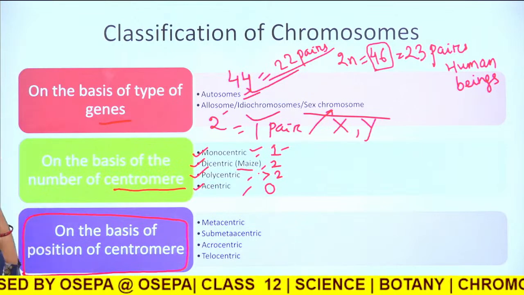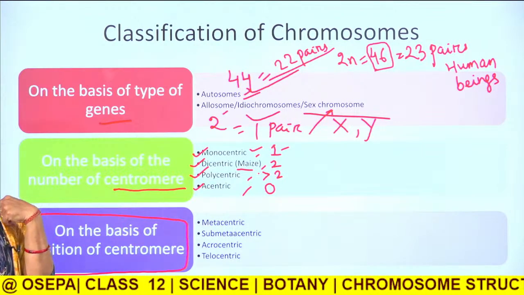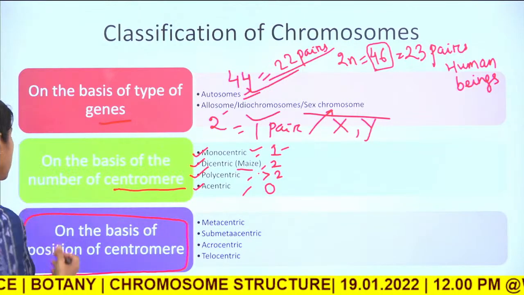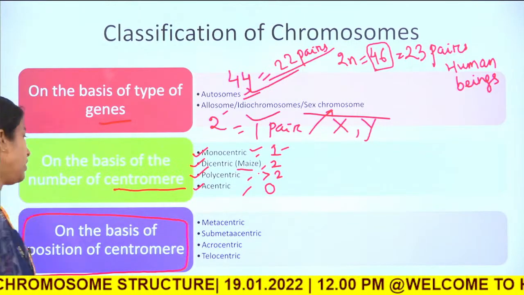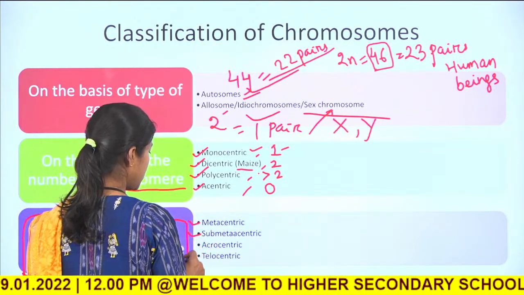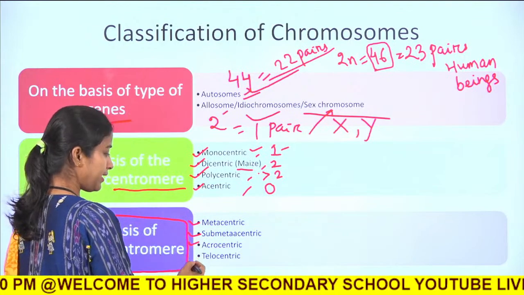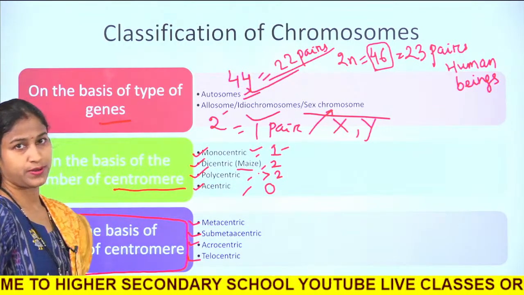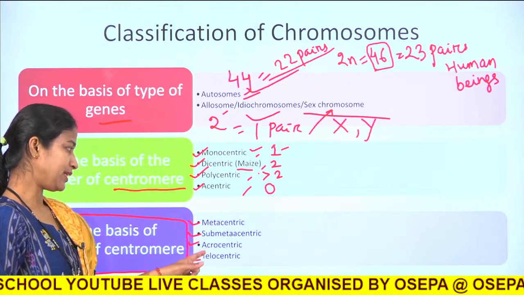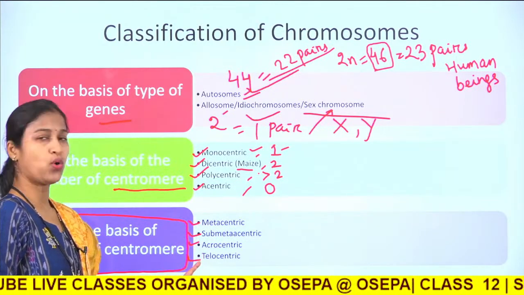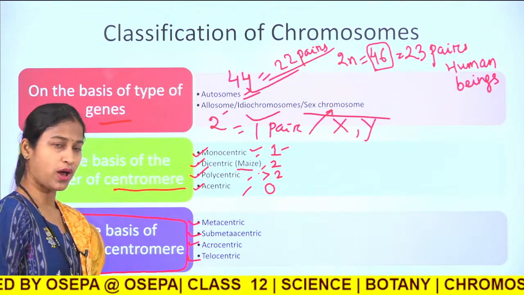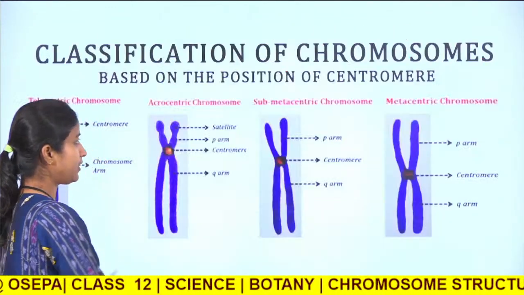and this basis is the position of centromere. Okay. So, on the basis of the position of centromere, now we can classify them as metacentric, submetacentric, acrocentric and telocentric. Okay. So, on this basis we can call it as meta, submeta, acro or telocentric. Let us have a look on this one with the help of a diagram.